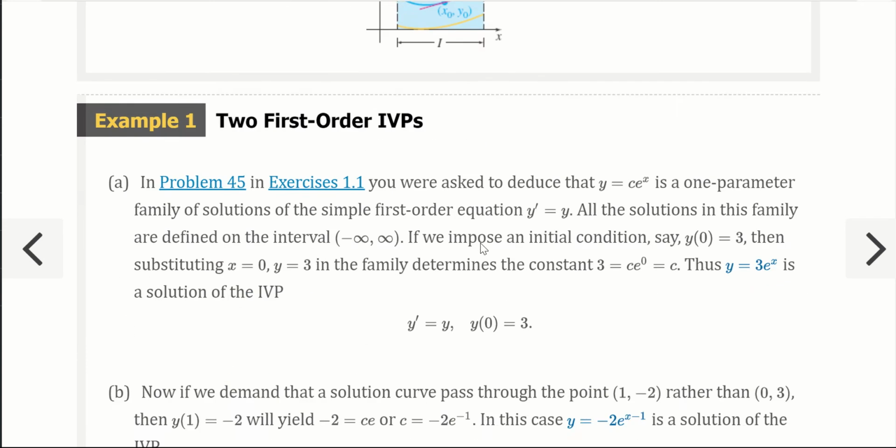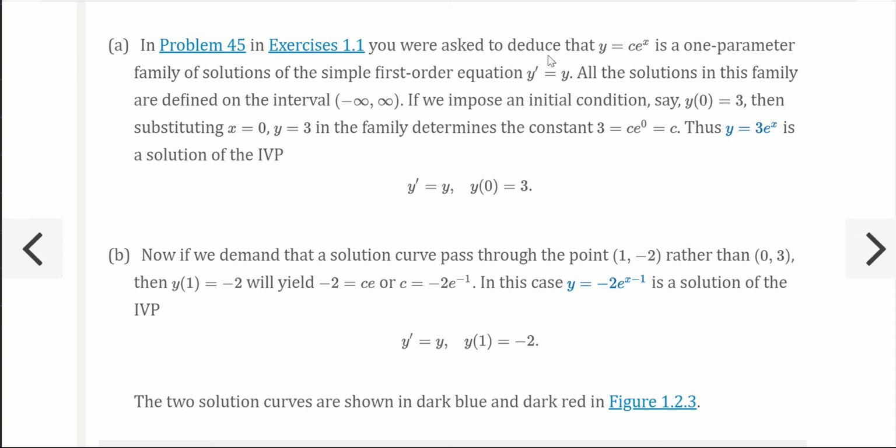Let's look at some explicit examples of this. For instance, let's suppose that we had the function y equals c e to the x. And we know that this is a family of functions. It's defined by a parameter c. That's going to be defined on the interval from negative infinity to positive infinity, because that's the domain of e to the x. Let's also suppose that we wanted y of 0 to be equal to 3.